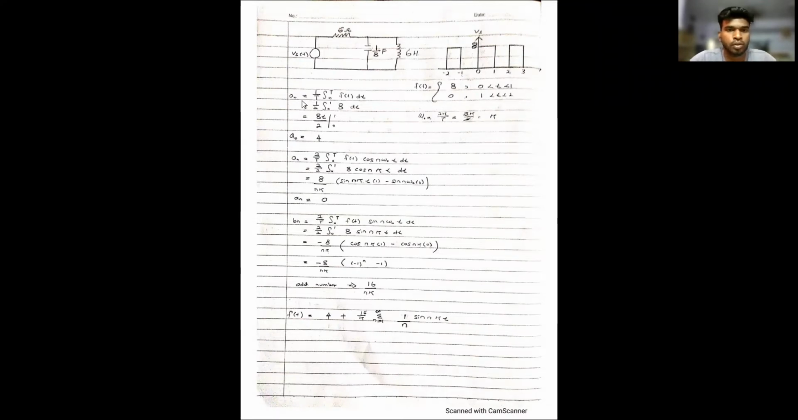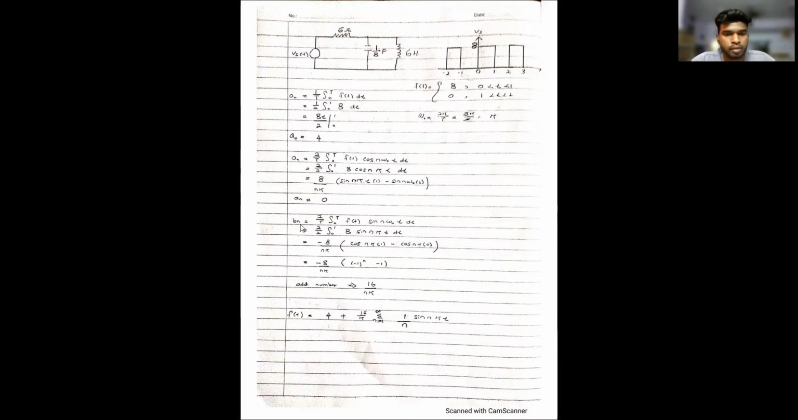Then we can move on to A naught, where the formula is 1 over T, and then we integrate f(t) from 0 to 1. So we get a final answer of A naught equals 4, and we can move on to An, where the formula is 2 over T, integrate f(t) from 0 to 1, with cos n omega t dt. Once we integrate, we get 8 over n omega, bracket sine n pi t, then we substitute 1 and 0 seconds, and we get a final answer of 0 for An.